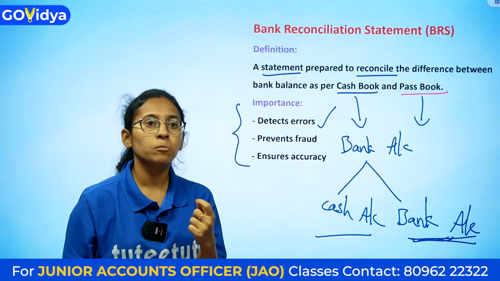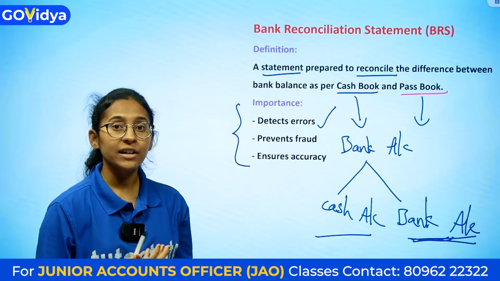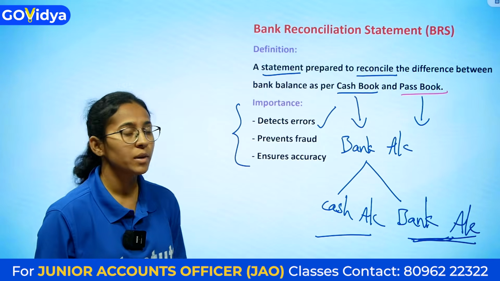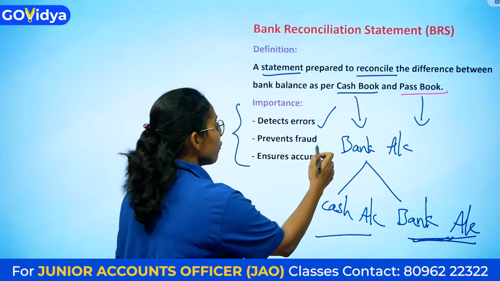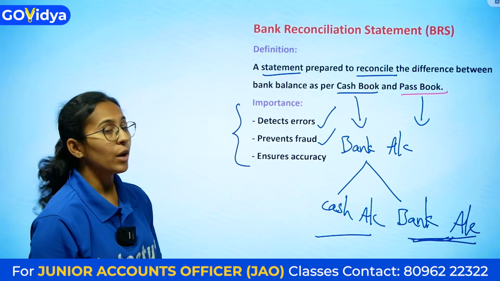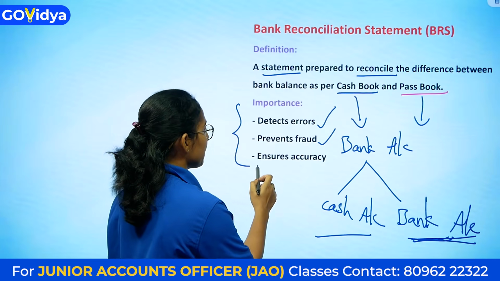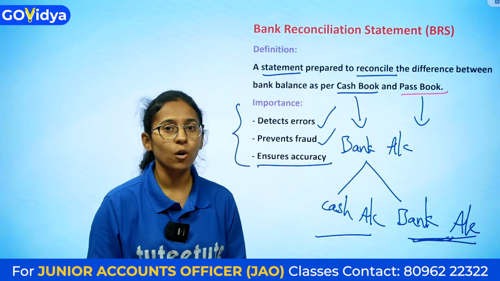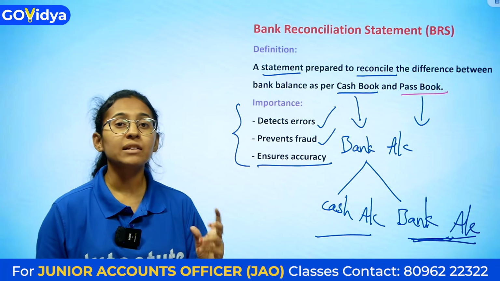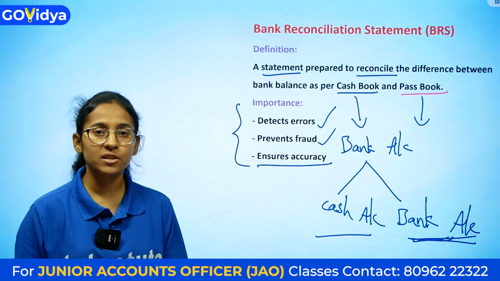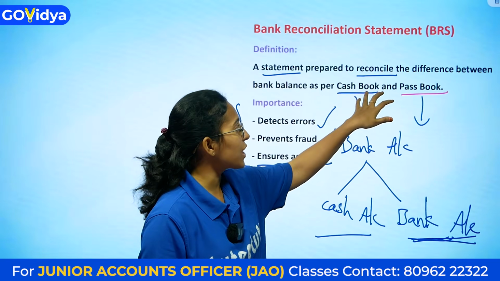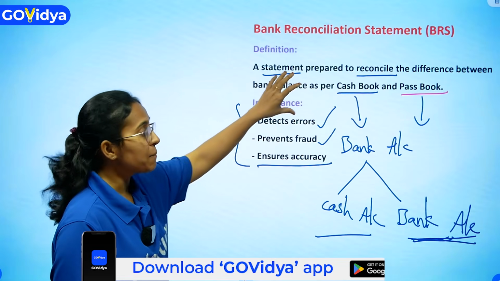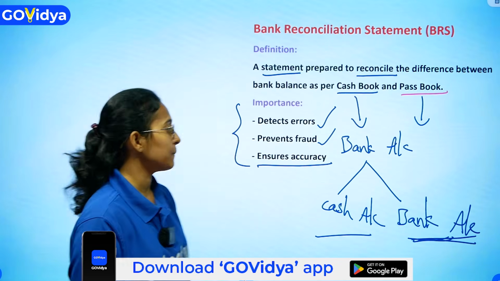Either it could be numerical errors or the non-numerical errors, we can identify here. It prevents fraud. So to prevent fraud also we are going to prepare the bank reconciliation statement, and it also ensures accuracy. So technically, whether those balances are matching or not, whether we entered correctly or not, we are reconciling it. We are confirming that all those transactions which we recorded as per the cash book and the passbook are correct. Clear? So to ensure all this, we are preparing the bank reconciliation statement.